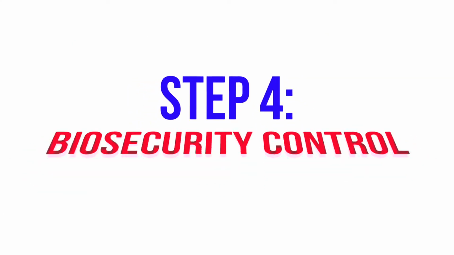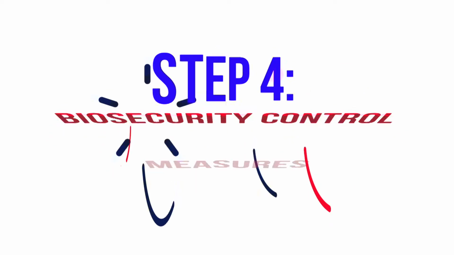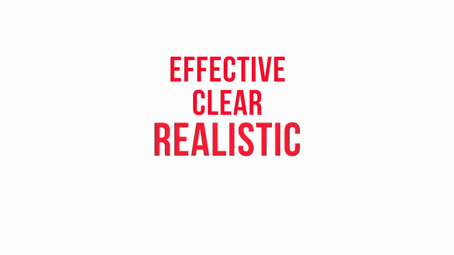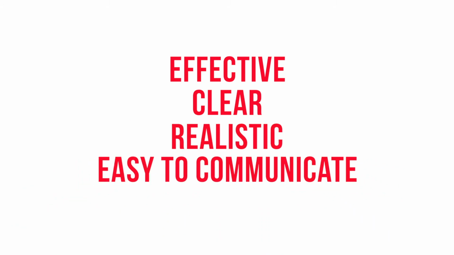Step 4. Biosecurity control measures. Outline the actions that you plan to take to improve your biosecurity. Aim to stay practical. You can always add a wish list of other actions should time and budget allow. It is important that measures are effective, clear, realistic and easy to communicate. Any measures which apply to private boat owners will only be taken up if they are simple and make sense to the boat owner. A subcontractor can have measures written into their contract, making it an obligation.